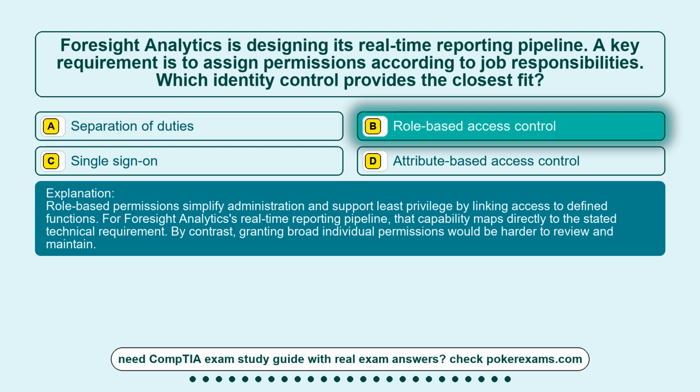Role-based permissions simplify administration and support least privilege by linking access to defined functions. For Foresight Analytics' real-time reporting pipeline, that capability maps directly to the stated technical requirement. By contrast, granting broad individual permissions would be harder to review and maintain.